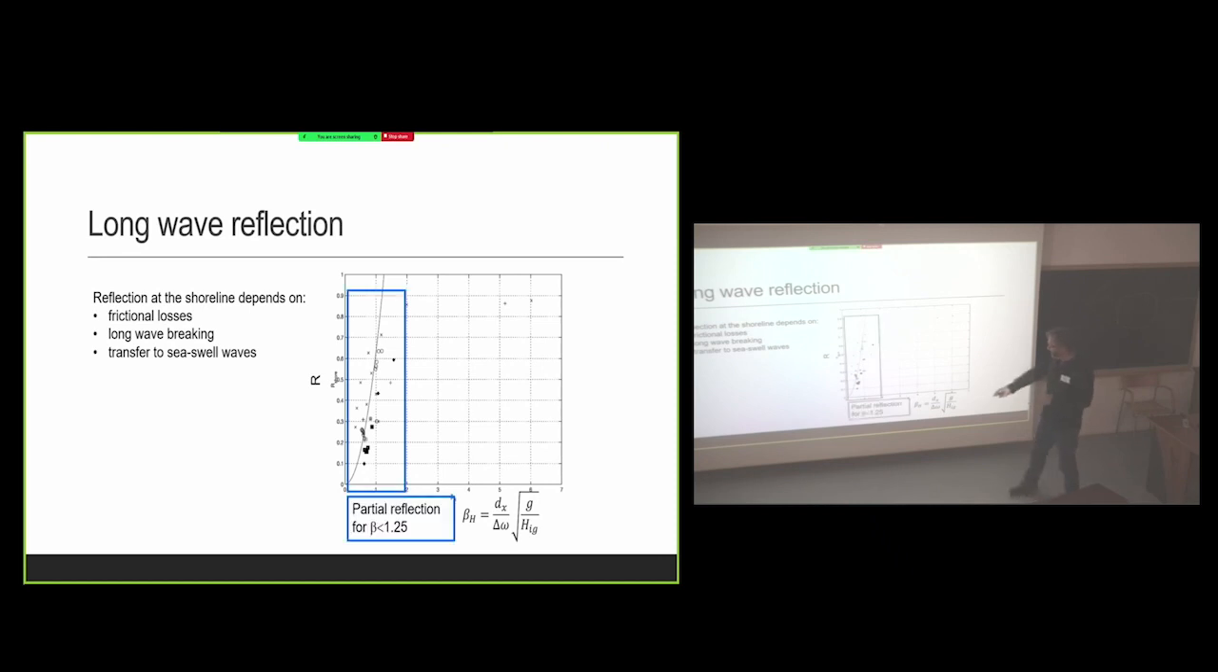So we see that for beta values of less than 1.25, we have partial reflection. Full reflection is at 1. And in this particular case, you see that it ranges from 0.1 to 0.7. In these cases, you think that actually the reflection is less because of bottom friction.